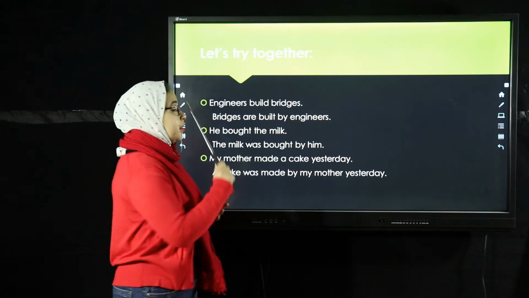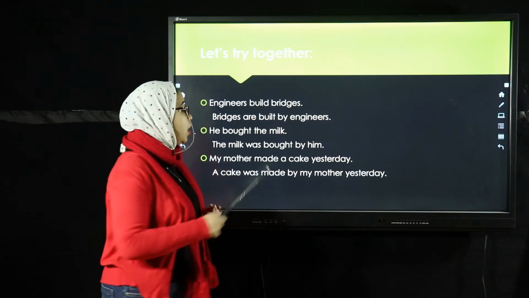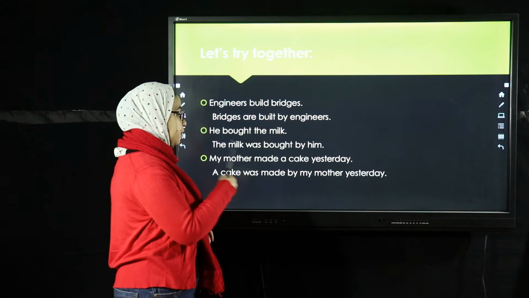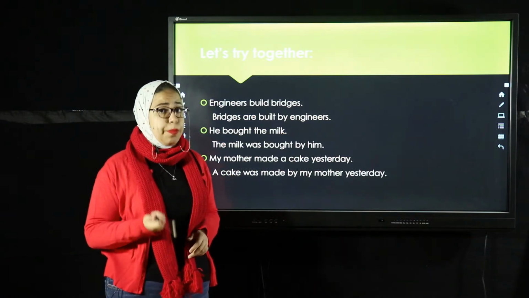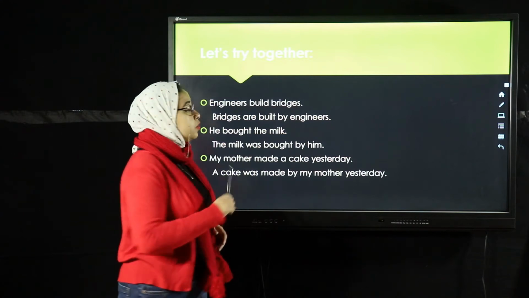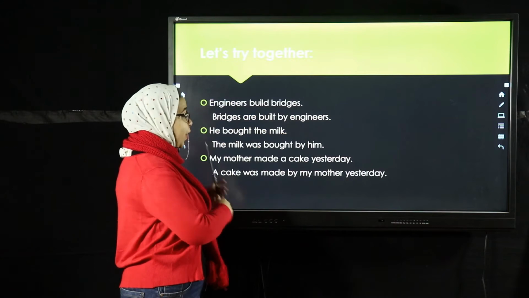Number two, he bought the milk. So he, that's the subject, bought, that's the verb in the past simple, and the milk, that's the object. So I start with the object, the milk, and then the verb to be in the past simple plus the past participle. The milk was bought by him, and that's an example of a subject pronoun turned into an object pronoun.